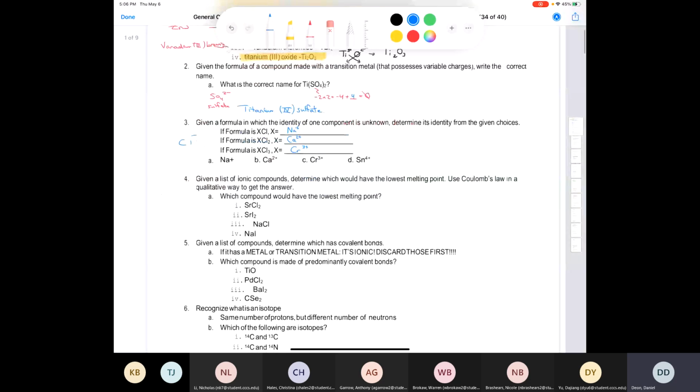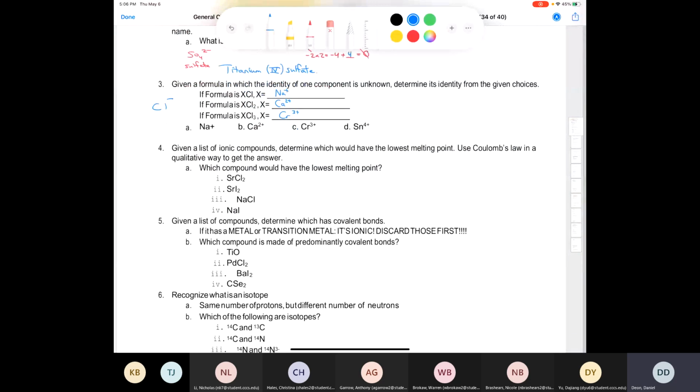We've identified the cations. Number 4, given a list of ionic compounds, determine which would have the lowest melting point. Use Coulomb's law in a qualitative way to get the answer. So qualitative means we're not going to do any major calculations here. We know that Coulomb's law, the energy of attraction, the electrostatic force that attracts the cation and the anion, is proportional to the product of their charges divided by the distance between the nuclei, or R.